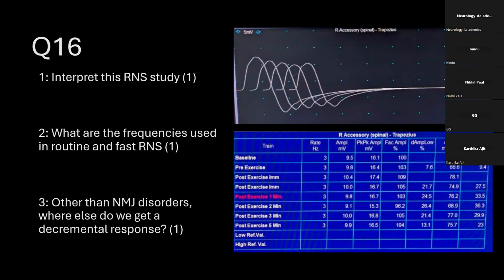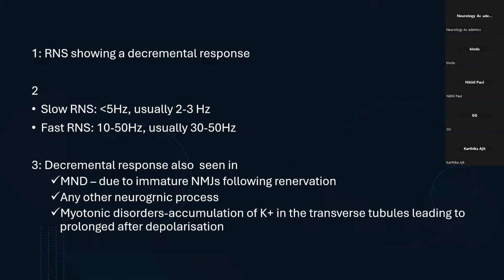16th question. Interpret this RNS study. Here we can see the decrement in the train of 5 stimulation, comparing the first and fourth stimulation. And again on the fifth there is an increment. It's a U-shape response, showing a decremental response. In slow RNS, the frequency is less than 5 Hz, usually 2 to 3 Hz, and fast is ranging from 10 to 50 Hz. Usually we use like 30 to 50 Hz.